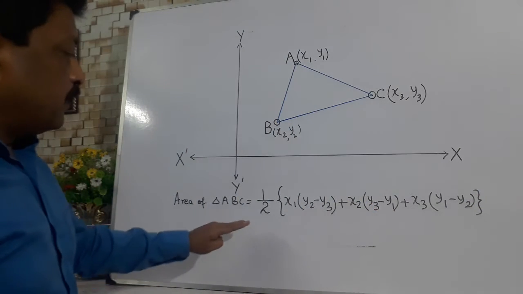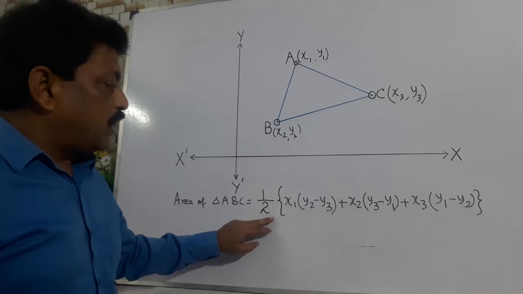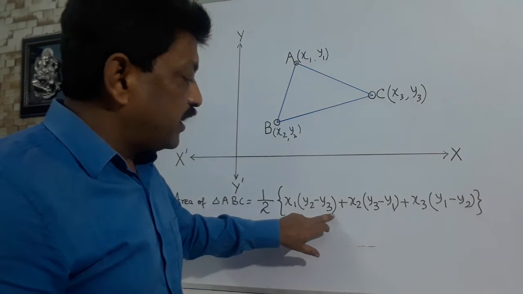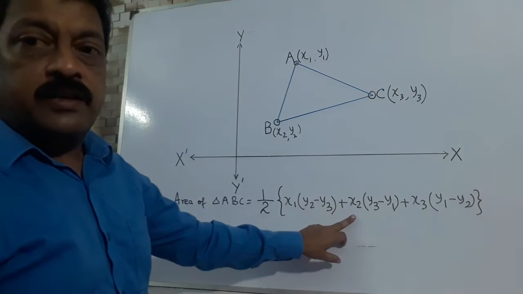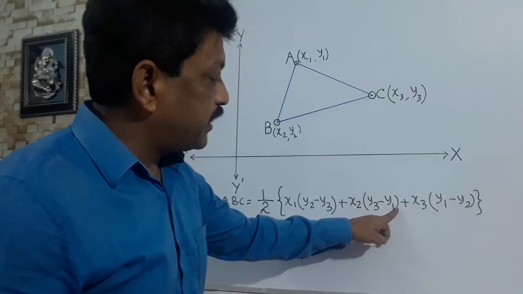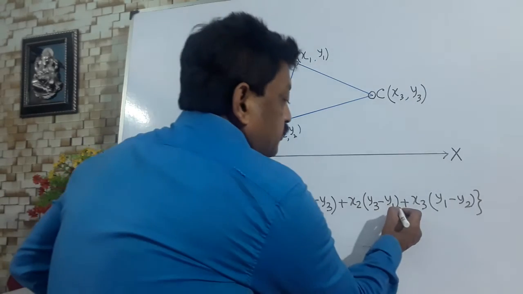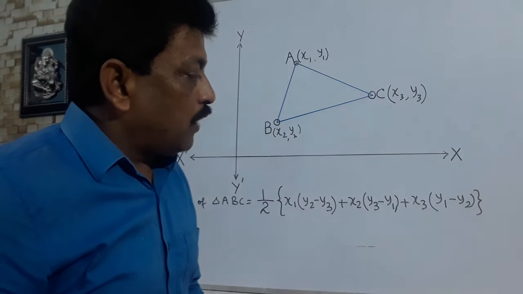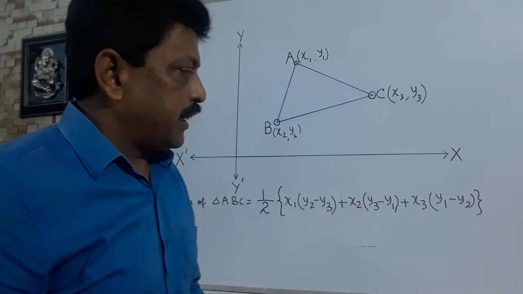So once more, area of triangle ABC equals to half x1 multiplied by y2 minus y3 in the bracket plus x2 multiplied by y3 minus y1 inside the bracket and x3 multiplied by y1 minus y2 inside the bracket.